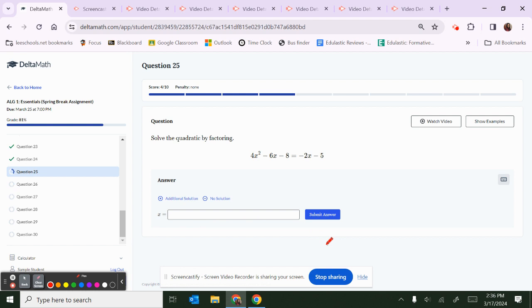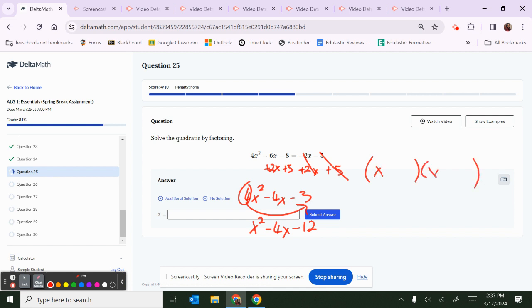For this one, guys, I would add 2x, cancel, add 5, cancel. So we have 4x squared minus 4x minus 3. Take this, slide it to the end. x squared you bring down, -4x you bring down, 4 times -3 is -12. Factored form. For my x, what numbers multiplied give me 12? 1 and 12, 2 and 6, 3 and 4. Which one of them add and subtract to give me 4? 2 and 6.